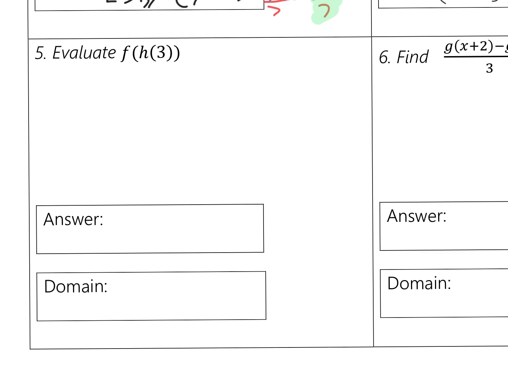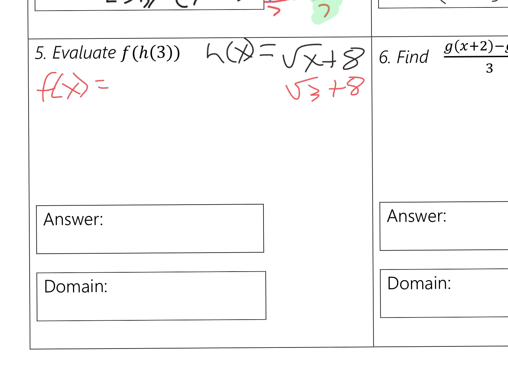The h of x function is the square root of x plus 8. So I'm going to change that to the square root of 3 plus 8, because I'm evaluating h of 3. Now I'm going to take this, the square root of 3 plus 8, and plug it into the f of x function.